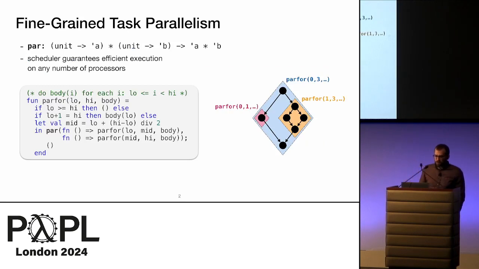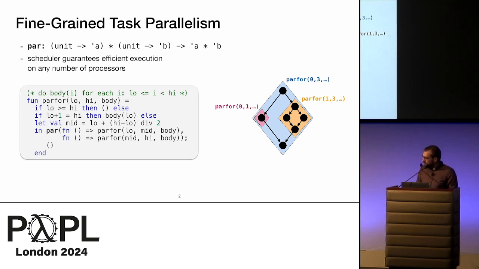So the setting for this work is a style of parallelism that we refer to as fine-grained task parallelism, and more specifically, fine-grained fork-join parallelism. And we have this function par, which everybody has already introduced for me in the previous talk. So par lets you run two functions in parallel and get back their results as a tuple. And we rely on a scheduler under the hood to guarantee efficient execution on any number of processors. So you can run it on one processor or 100 processors, and it will scale appropriately. I've just drawn a little example here.